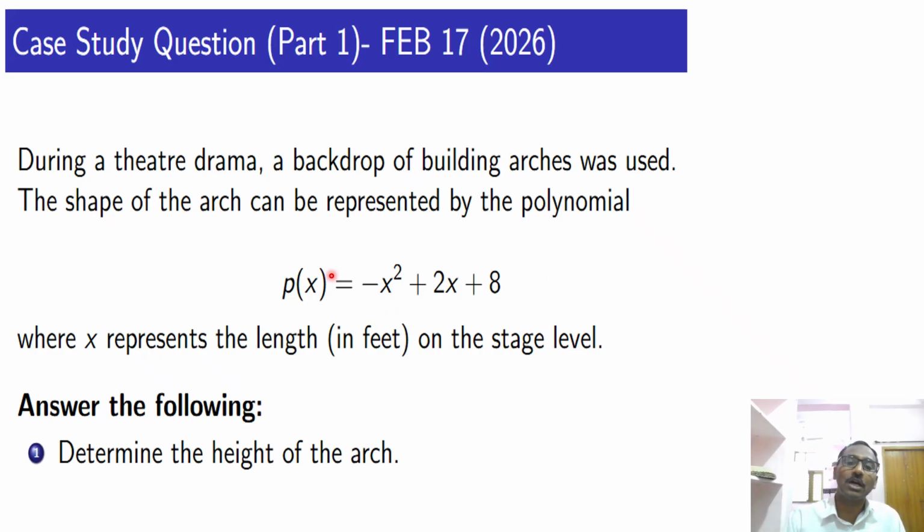If you draw the graph for this polynomial, you will get a parabola like this, opening downward, where x represents the length. This x represents the length on the stage level. Answer the following. Determine the height of the arch. So the height of the arch we have to find.